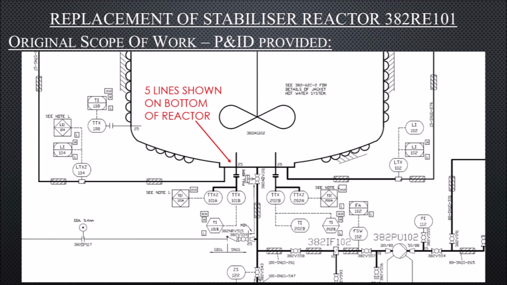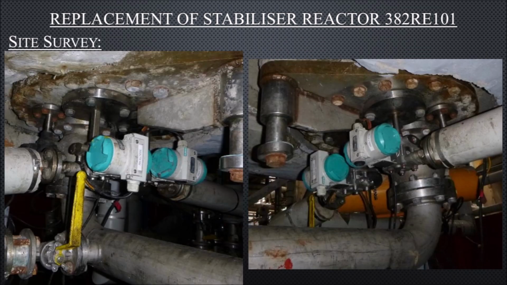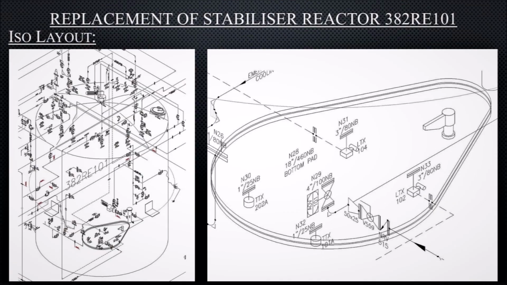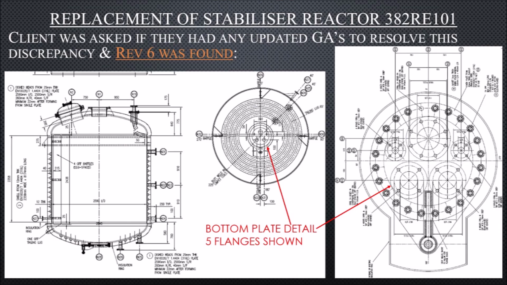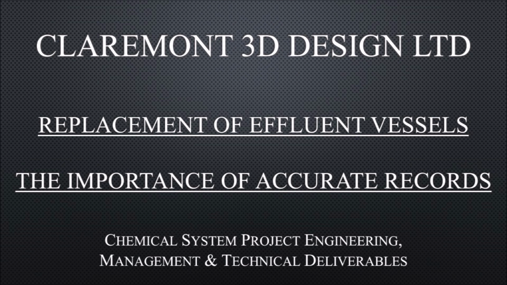P&ID, which showed 5 lines on the bottom of the reactor, and that a physical survey confirmed this to be the case. The ISO layout was created to scope the work required to remove each connected spool and piece of equipment. When the client was presented with this information, revision 6 of the GA was discovered, preventing this future error from occurring. Not enough detail of existing equipment, neutralization vessels.